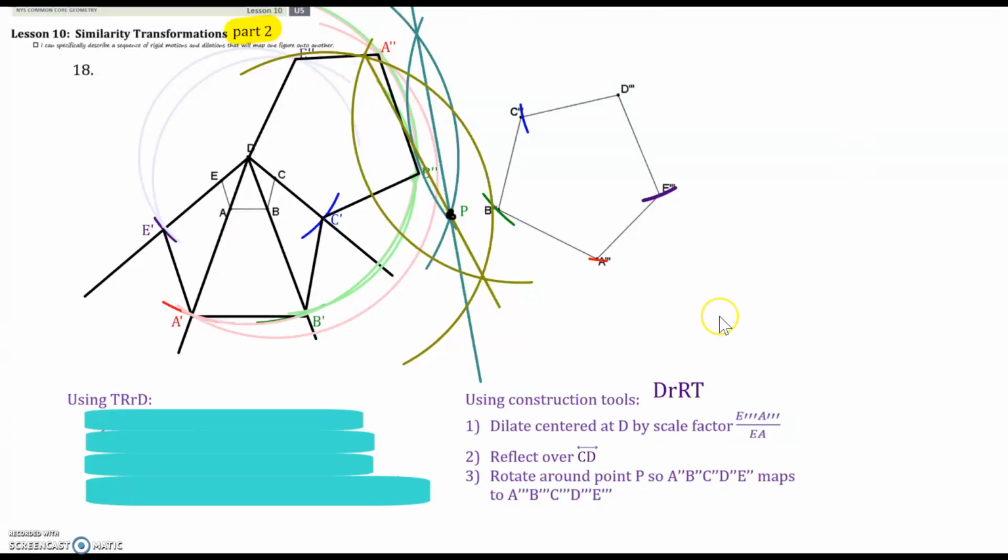Now, some of you will prefer constructing because it will be easier. Others will want to stick to the original method. That requires sketches, and it requires that you make sure to be very specific about what you're doing. So I will show you that as well.